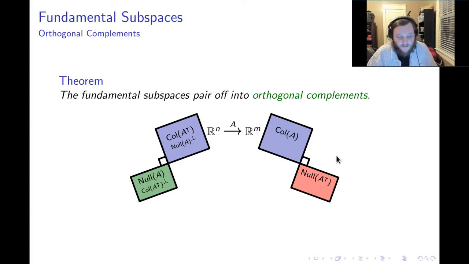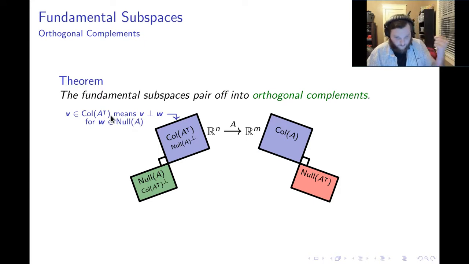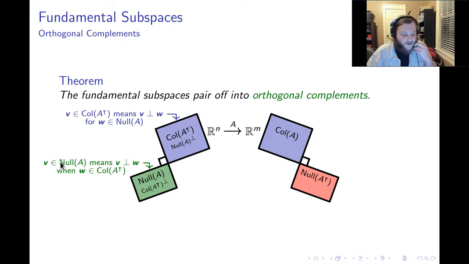And then the same notation applies on the right over here. Oh, I guess we should say explicitly what this means. So for context here, the reason this is useful is whenever we say that a vector is in the row space, what this means is that vector is orthogonal to everything in the null space. And when we say that a vector v is in the null space of a matrix, what this means is that vector is orthogonal to every vector in the row space.